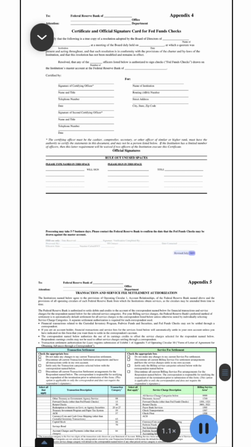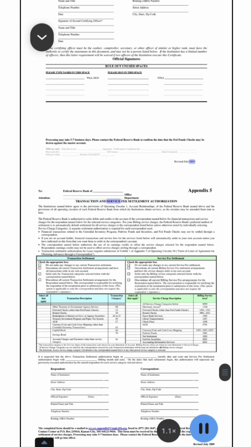Revised July 2009. Transaction and service fee settlement authorization. The institutions named below agree to the provisions of Operating Circular 1, Account Relationships, of the Federal Reserve Bank named above and the provisions of all operating circulars of each Federal Reserve Bank from which the institutions obtain services, as the circulars may be amended from time to time.